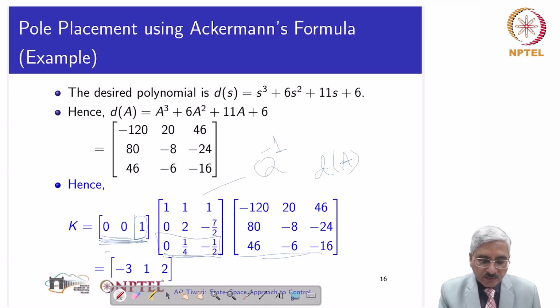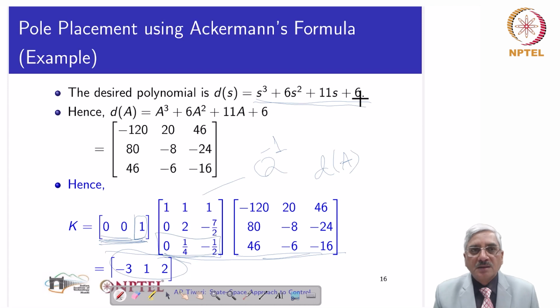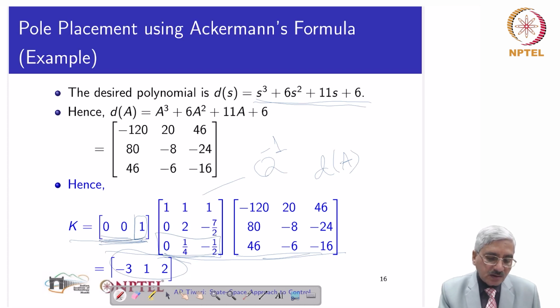So when we evaluate this product, we will get this, which is the control gain required for this system to get the closed loop characteristic equation as this. So without any transformation to companion form, the required pole placement is done. The design of K is obtained. So Ackermann's formula does that.